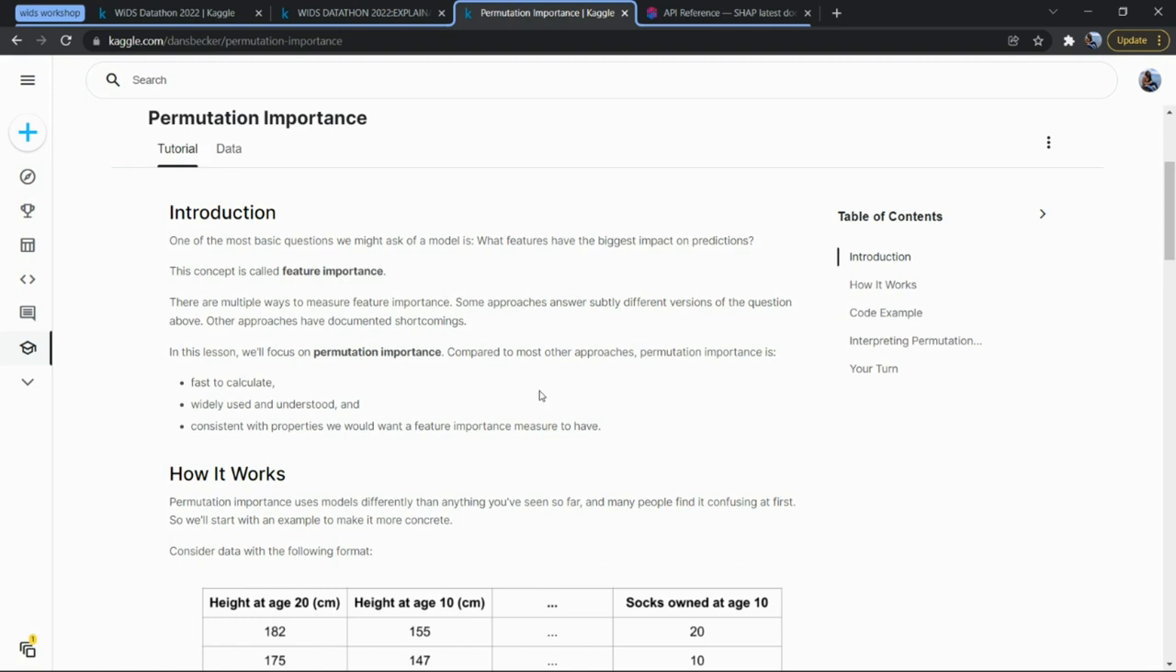There are multiple ways to measure feature importance. Some approaches are, for example, training a random forest classifier or regressor and then getting the feature importance. There are even other methods of feature selection, like the chi-square test and others. We are not going there, but what I'm trying to say is that all those approaches have some shortcomings. But permutation importance is an easy to understand method. It is fast to calculate, the calculation time is very small, and it is consistent with the properties that we would want a feature importance measure to have. That is, it overcomes the shortcomings of other available methods. So we will see how it works.